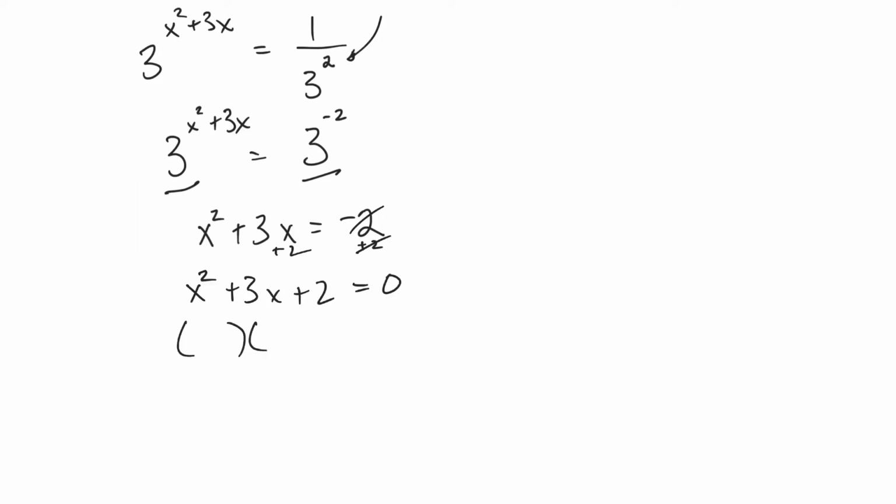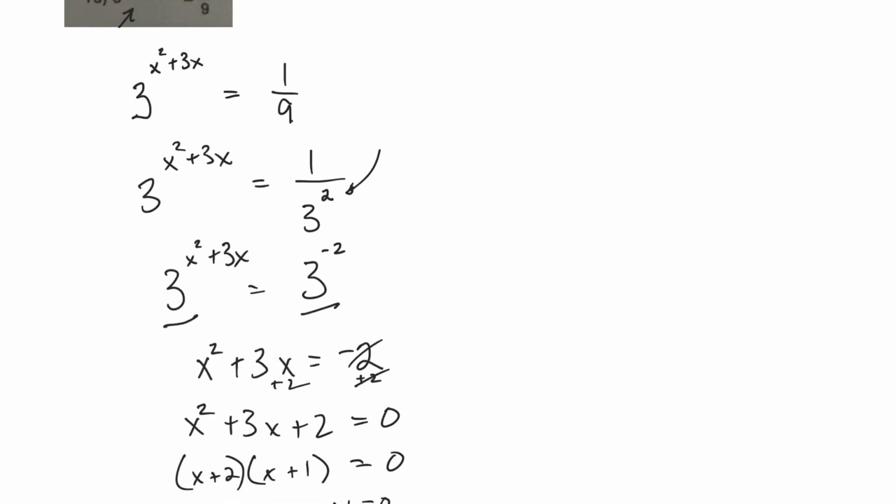Then I'll factor. And factoring, I think I get a plus 2 and a plus 1. Therefore, when I use the 0 property, I get x is equal to a negative 2 or x is equal to a negative 1. Since this is an exponential equation, I'm fairly confident that both of those answers will work. Not a bad idea, though, to check. Let's just check one of them.